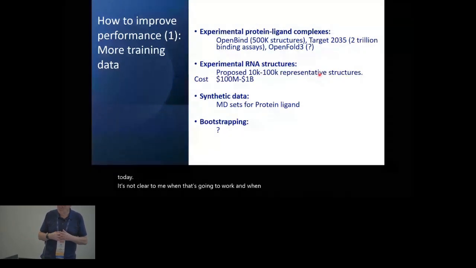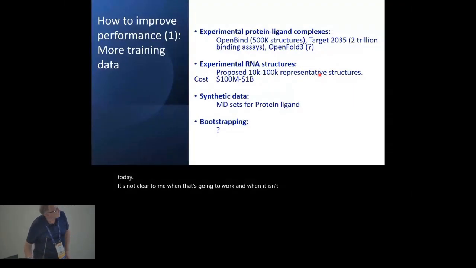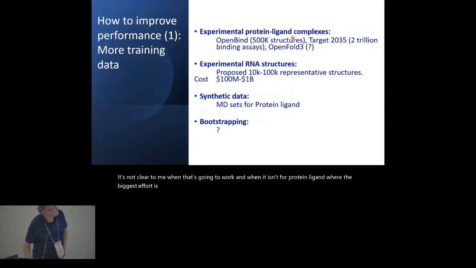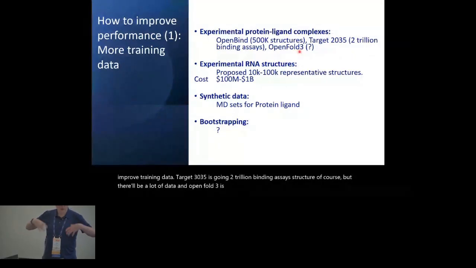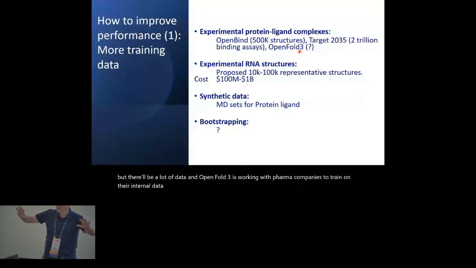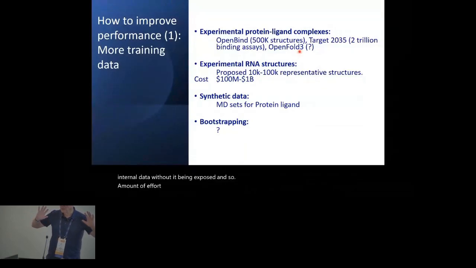I guess for protein ligand, where the biggest effort is going, it may work. So you're probably aware of some of these. You may have heard about them today, I'm not sure. OpenBind is getting 500,000 structures, at least that's the goal, to try and improve training data. Target 3035 is doing 2 trillion binding assays. They're not all structure, of course, but there'll be a lot of data. And OpenFold 3 is working with pharma companies to train on their internal data without it being exposed. So a huge amount of effort is going into this. It will take some time. I don't know if it's going to work or not.